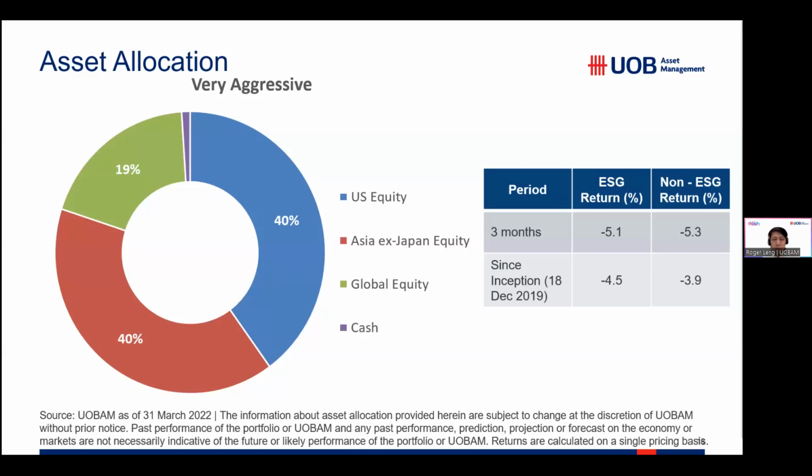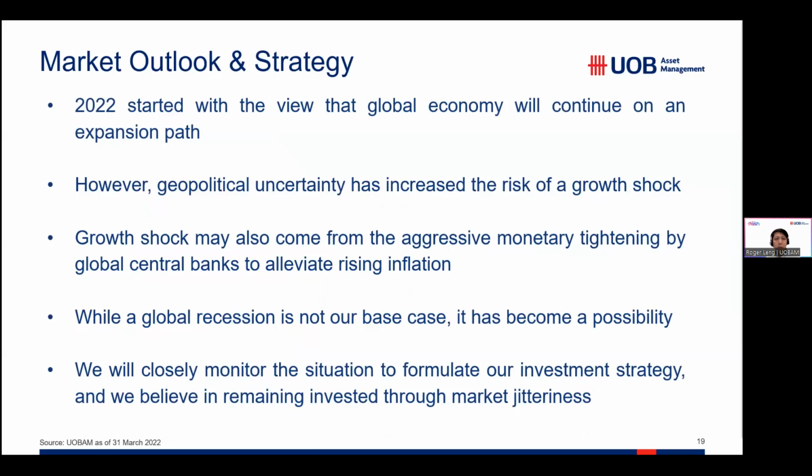So where do we see things going forth? We think that 2022 started with a view that the global economy will continue on an expansion path. However, the geopolitical uncertainty has increased the risk of a growth shock. A growth shock may also come from very aggressive monetary tightening by global central banks to alleviate rising inflation. While a global recession is not our base case, it has become a possibility as well.